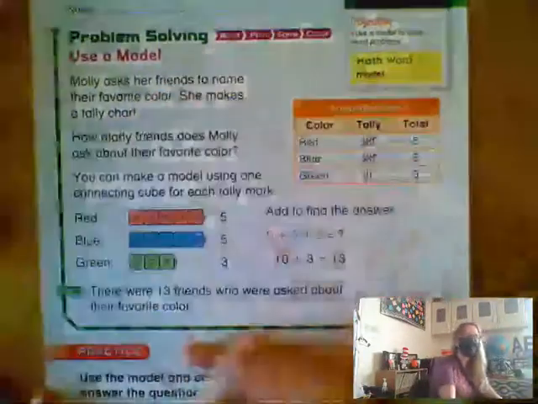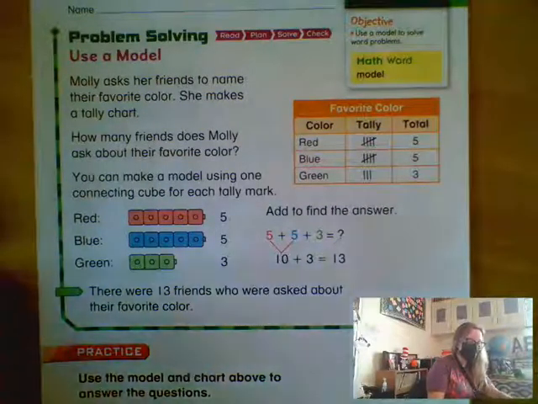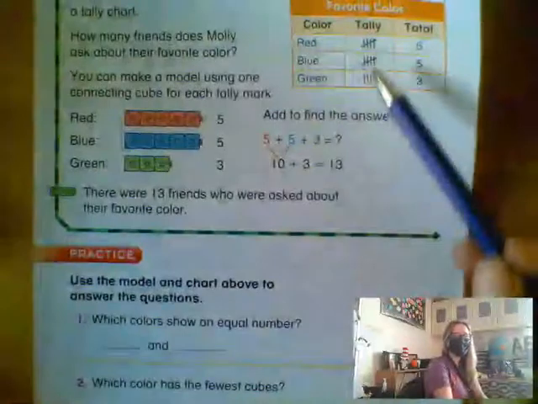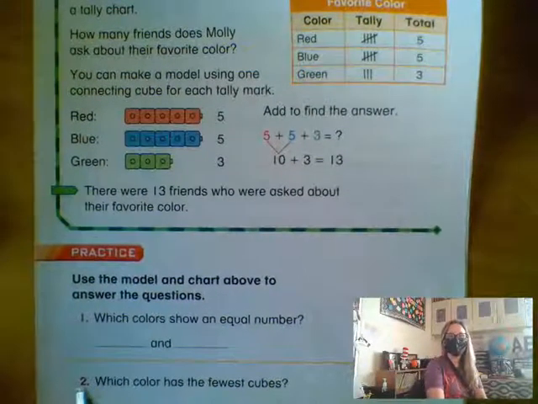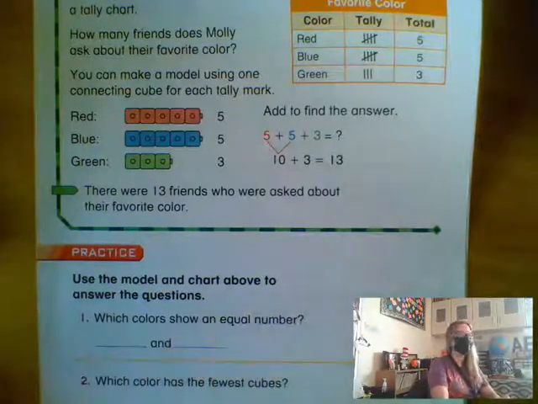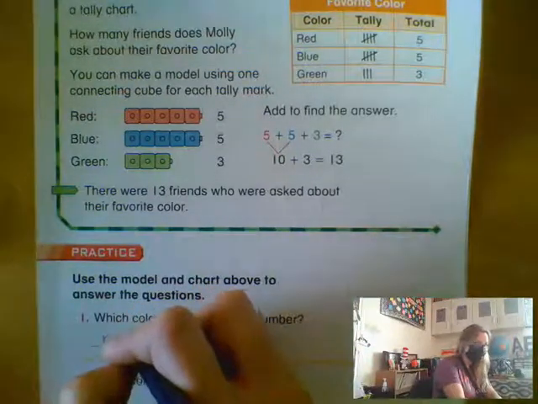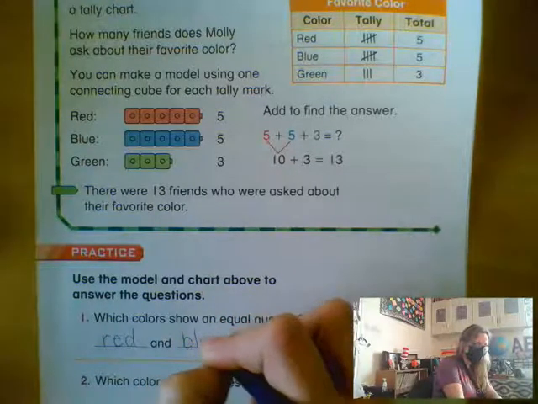Okay, so now it says use the model and chart above to answer these questions. The first one says which colors show an equal number? Which 2 colors had the same amount of friends choose them? Serafina? Red and blue. So on the lines for number 1, you should write red, blue.